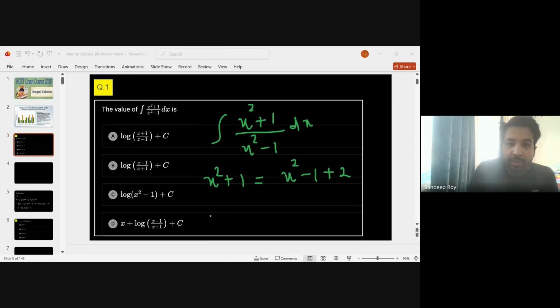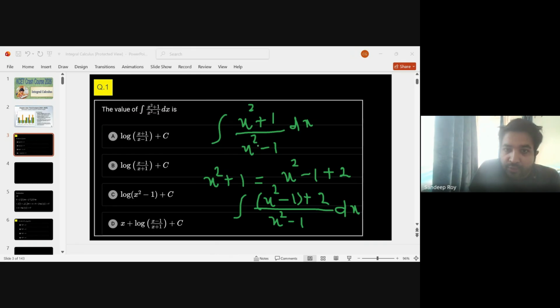Now the integral will become the integration of x square minus 1 plus 2 divided by the denominator x square minus 1 dx. Now separate the numerator. The first part is x square minus 1 by x square minus 1, which cancels, so this will be only the integration of dx. The second part will be the integration of 2 dx divided by x square minus 1.